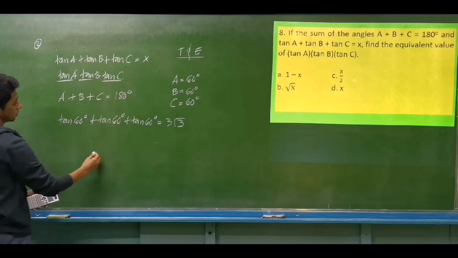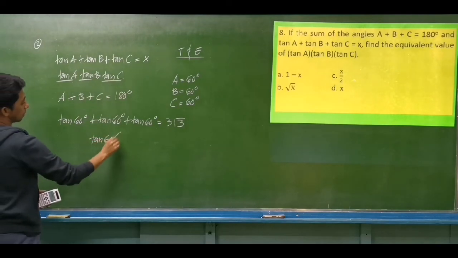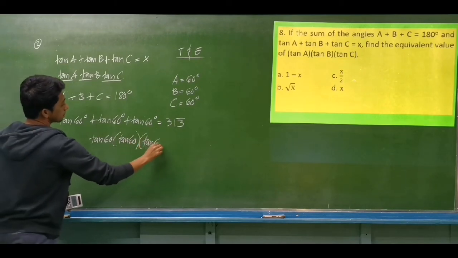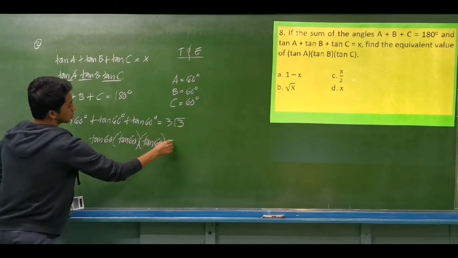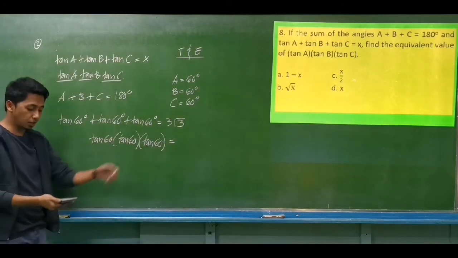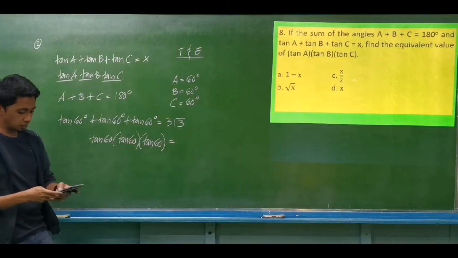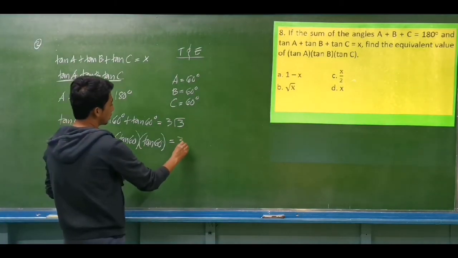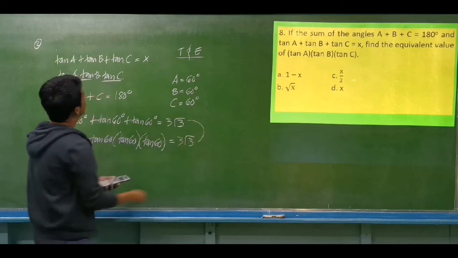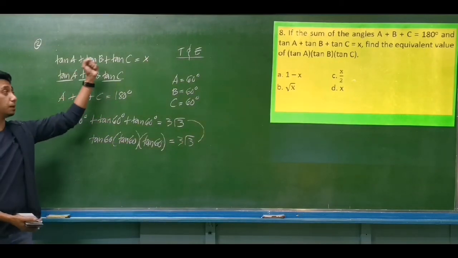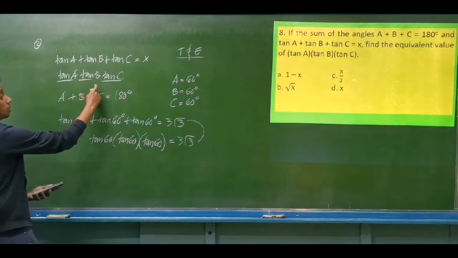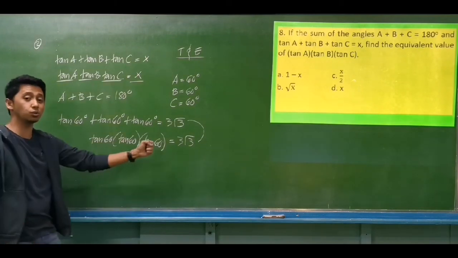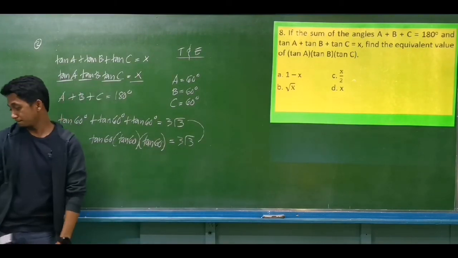Ano naman yung magiging equivalent nito? Tangent A, tangent B, tangent C. That is tangent of 60 multiplied by tangent of 60 multiplied by tangent of 60 degrees. So, pareho lang na tangent 60 cube. So, we have tangent 60 cube. Ang lalabas is 3 square root of 3. Pareho lang. So, this means, kapag tangent A plus tangent B plus tangent C is equal to X, tangent A times tangent B times tangent C is also equal to X. Ito naman yung solution by trial and error. Okay?